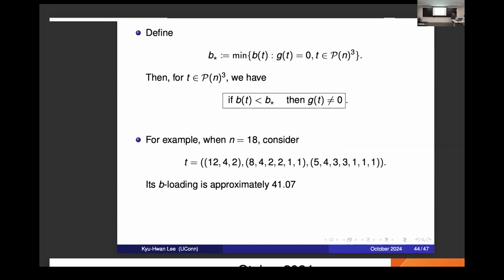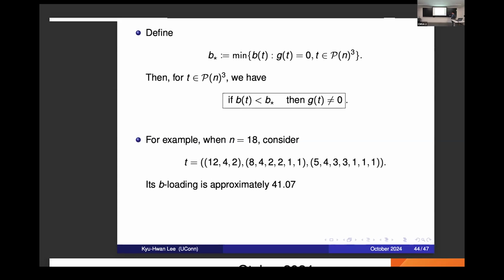So for example, when n is 18, let us consider this triple of partitions. Can you determine whether the Kronecker coefficient is 0 or non-zero? By hand, it's probably not a good idea to calculate it. But the B loadings, of course, should also be calculated by computer. There is a good algorithm, power iteration. Finding an eigenvector of the largest eigenvalue can be done very efficiently, so that's not a problem. Finding this B loading can be done very efficiently using power iteration.